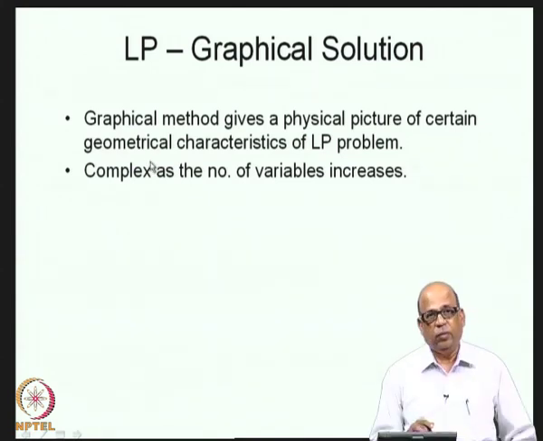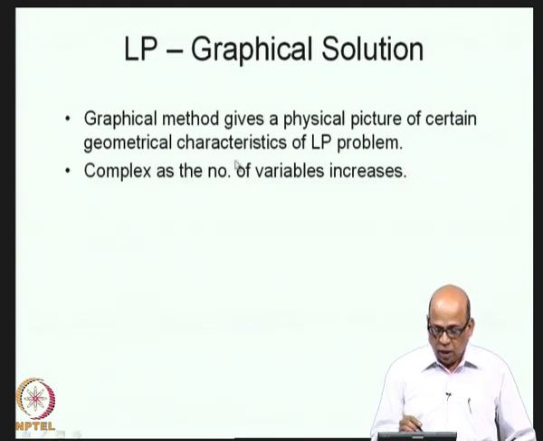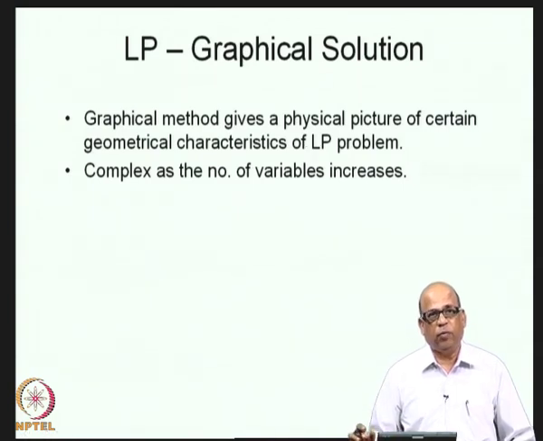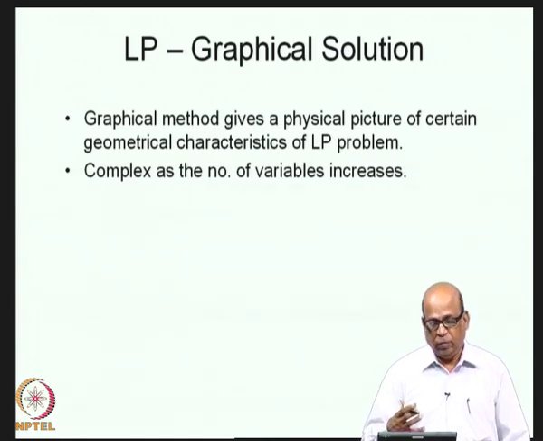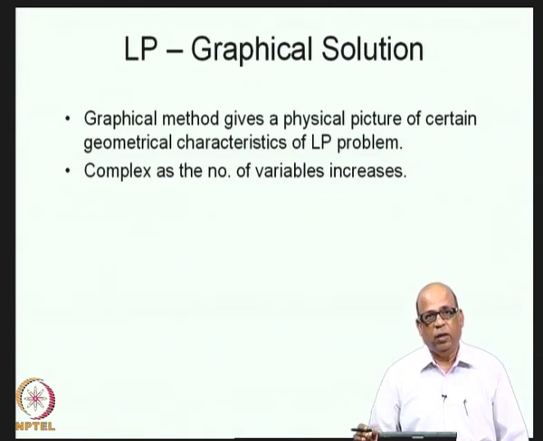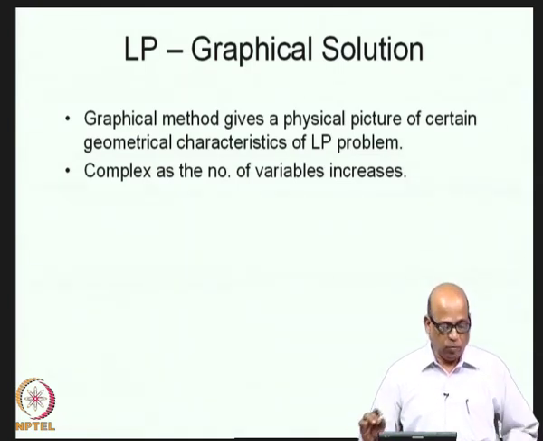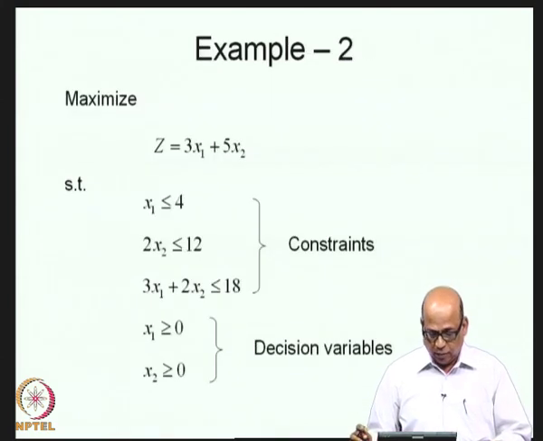So, in the graphical method, we are looking at a physical picture of the geometric characteristics of the LP problem, and this is best used only with two variables. In fact, in classroom type of examples, we can use it only with two variables. As the number of variables increases, the graphical picture becomes more and more complex, and therefore, it becomes unwieldy. However, to understand the basis of the solutions for linear programming, we will use the graphical method. Let us look at a simple problem.